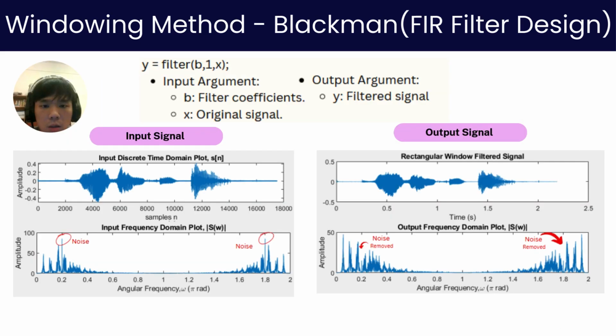Next, I'm going to show the difference between the input signal and output signal after I implement the FIR filter. We use the method called Y equal to filter(B1, X), and you can see at the left is the input signal. You can clearly see that there is a noise at 0.2 pi radian. After we implement the FIR filter, you can see the resulting output signal at the right. The noise has been removed at 0.2 pi radian.